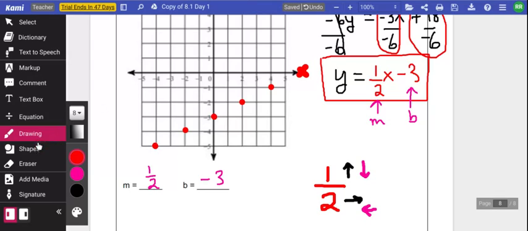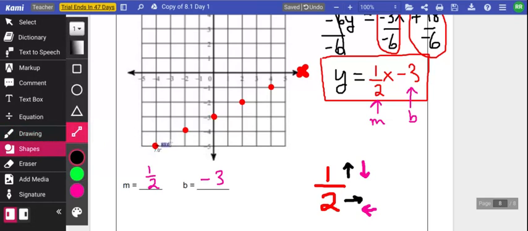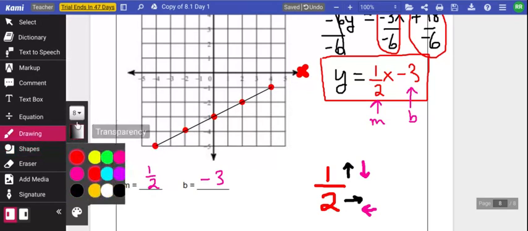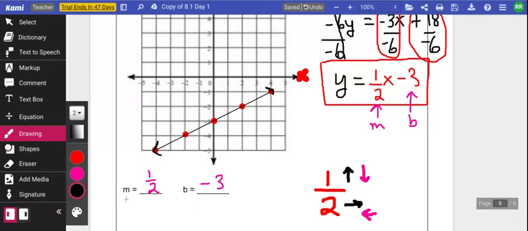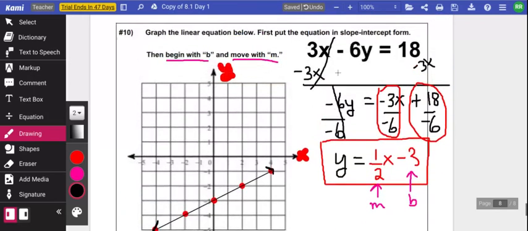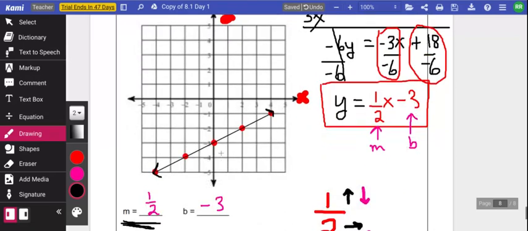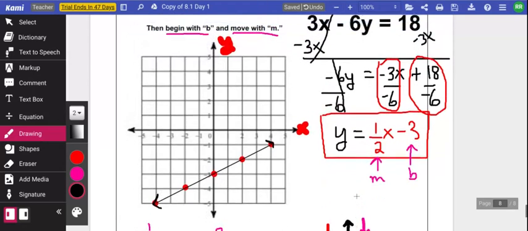So now let's connect them. Shapes, insert line, and connect them. There we go. Okay, on the end of the line, I can draw arrows to show that this line never ends in either direction. And that's what the line looks like. Okay, now my slope was positive 1/2, right? So is my line going uphill as read from left to right? It is, right? So it has a positive slope, just like I expected it to. So I took the equation, I put it in slope-intercept form, I identified M and B, I began with B, and I moved with M to graph the linear equation.